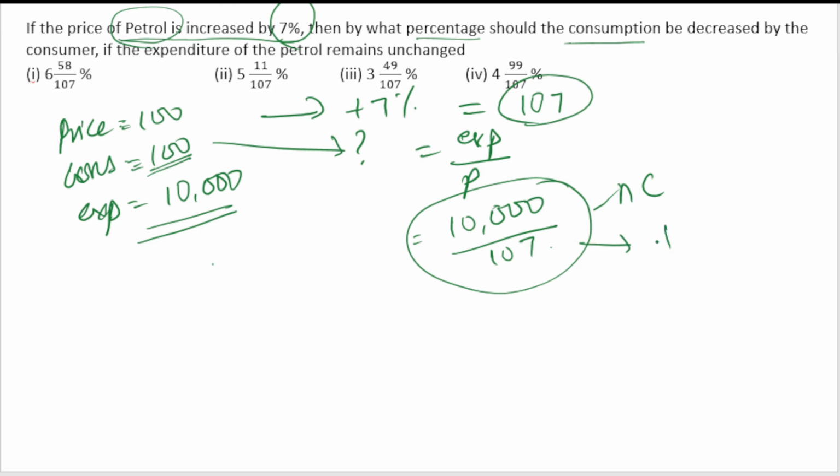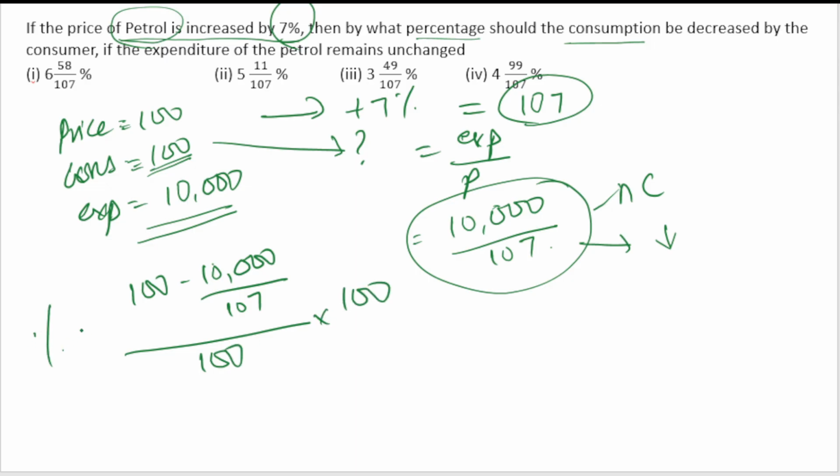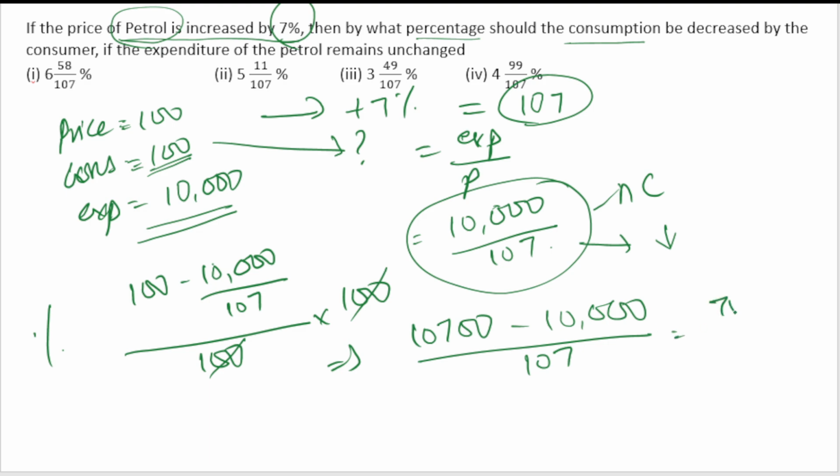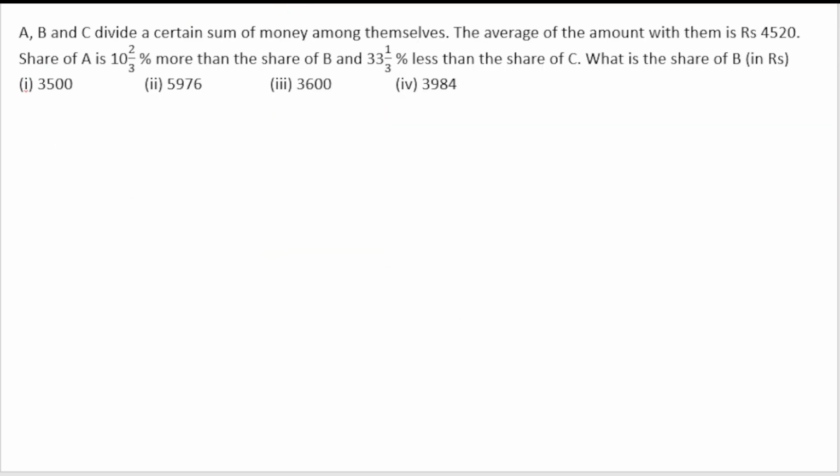See, this is obviously less. So what is the percentage change? It is the difference of the consumption. It is 100 minus 10,000 divided by 107, divided by initial consumption 100, into 100. This is the percentage change in the consumption. So if you simplify, we'll get 10700 minus 10,000 divided by 107. It is 700 divided by 107. The answer is 658 by 107%. Next one.